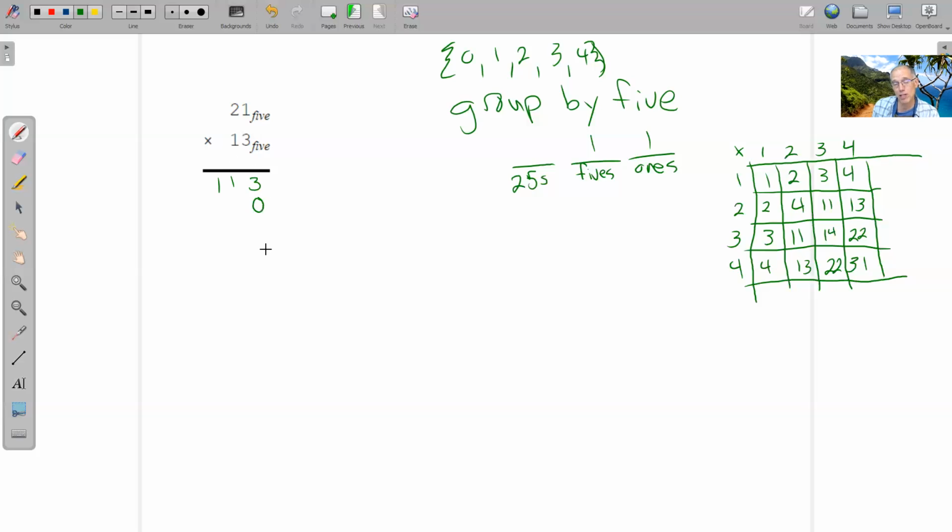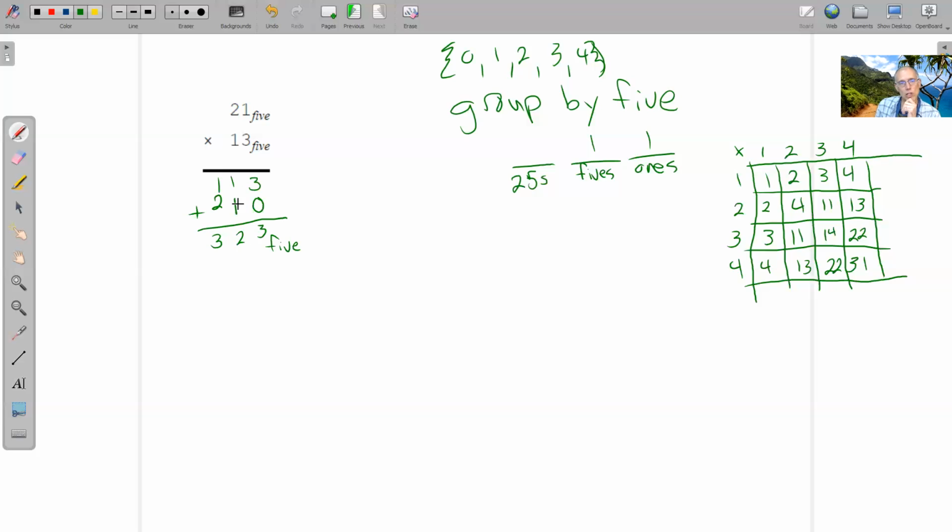So it's kind of like multiplying in our number system, except I have a slightly different set of facts. 1 times 1, well, that's just 1. And 1 times 2 is just 2. And then we add coming down. So 3 plus 0 is 3, 1 plus 1 is 2, 2 plus 1 is 3. So the answer should be 3, 2, 3 in base 5.